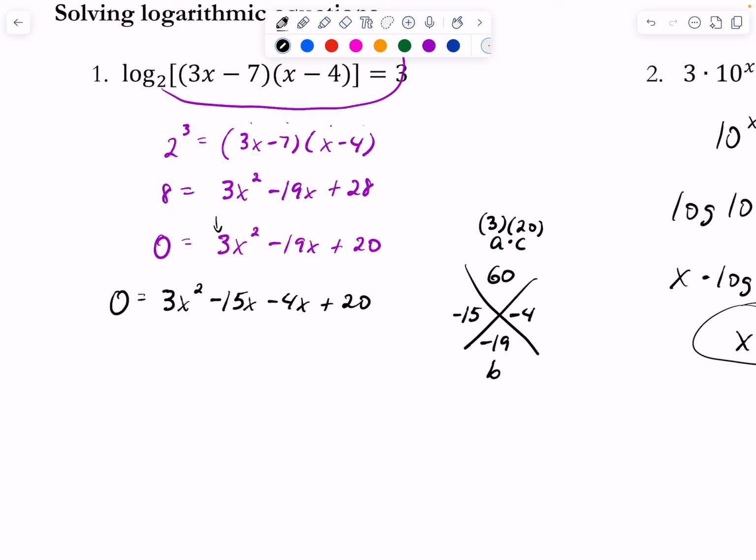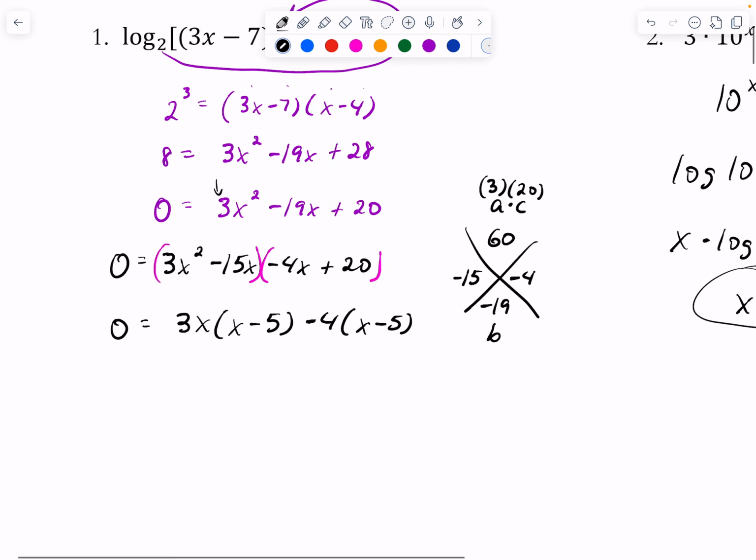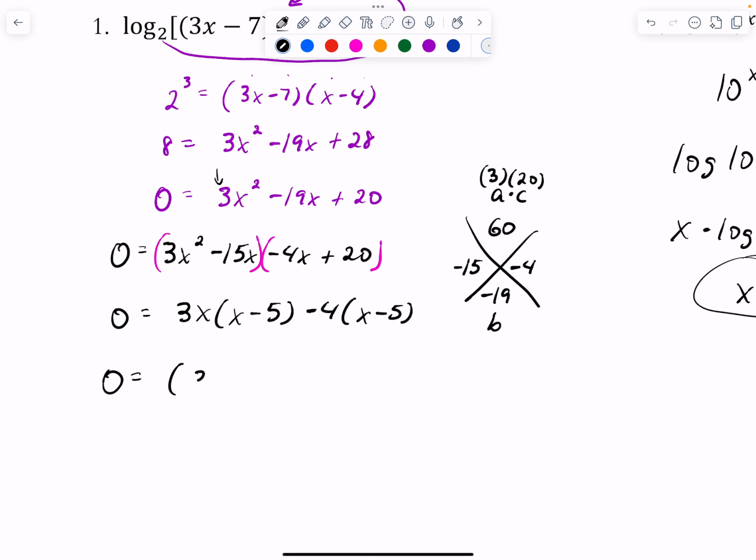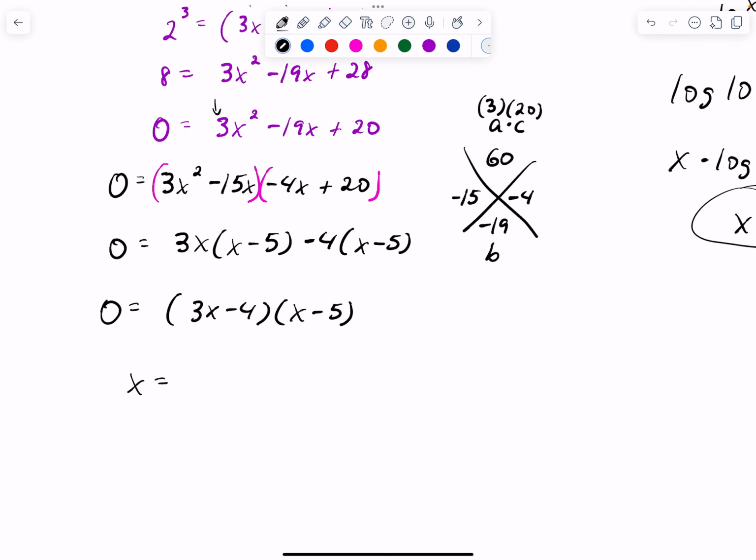And I'll do my factoring by grouping. So my first 2 terms I can factor out 3x, which leaves x minus 5. My second 2 terms, I can take out minus 4, and that also leaves x minus 5. Don't forget to distribute to make sure that it still works. So my factors are 3x minus 4 times x minus 5. So my solutions are x equals positive 4/3 or x equals positive 5.